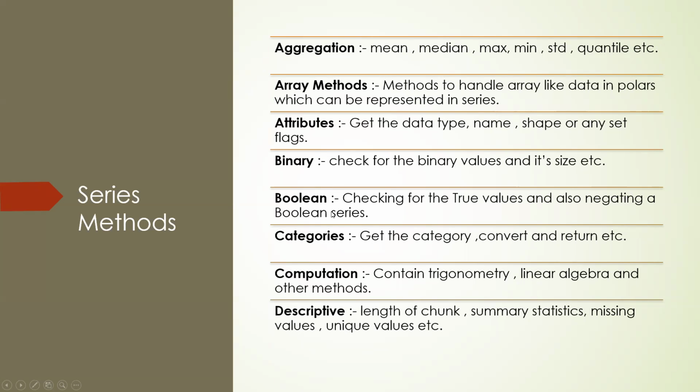We have the binary methods, and Boolean methods to check true and false conditions based upon different conditions mentioned in the code. Categories, computation methods. The computation methods here contain mathematical functions like trigonometry, linear algebra, and other methods. Then we have the descriptive methods. Descriptive methods here give the length of the chunk, summary statistics or 5-point summary, then missing values, unique values, etc. So these are the methods which are supported in Series.